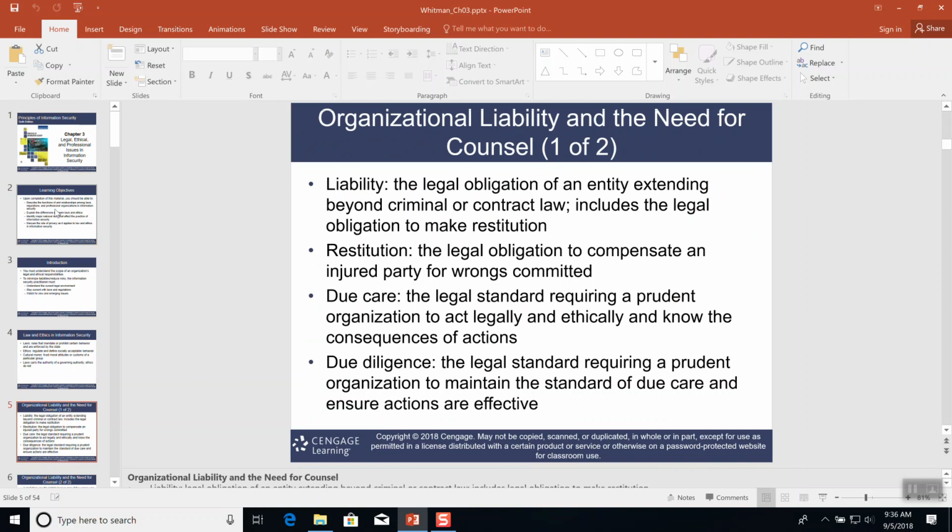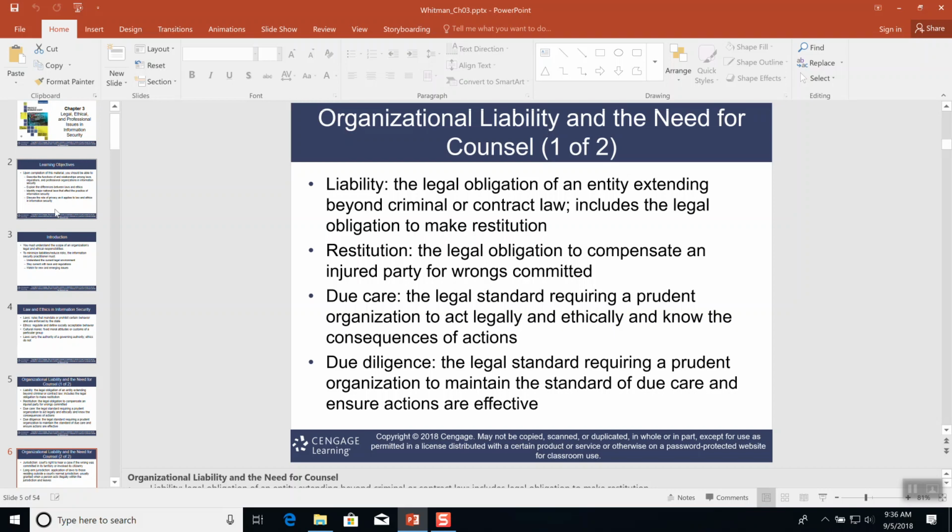Liability, legal obligation of an entity extended beyond criminal or contract law. Restitution, legal obligation to compensate an injured party for wrongs committed. Due care, legal standard required of a prudent organization to act legally and ethically and know the consequences of actions. And due diligence, legal standard requiring a prudent organization to maintain the standard of due care and ensure actions are effective.